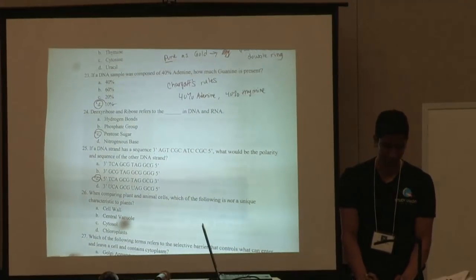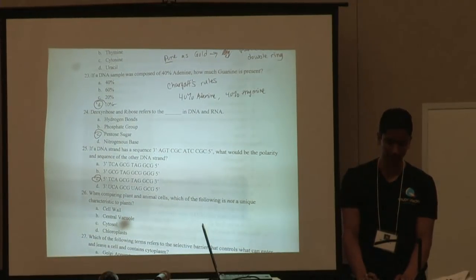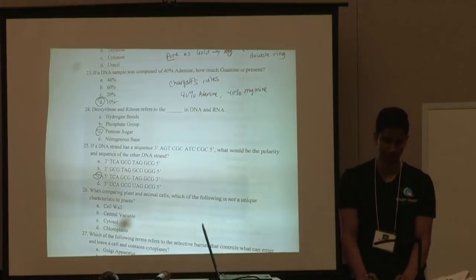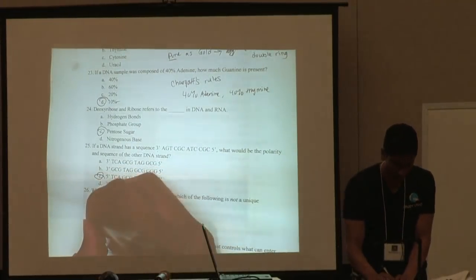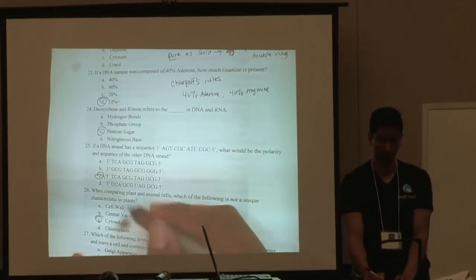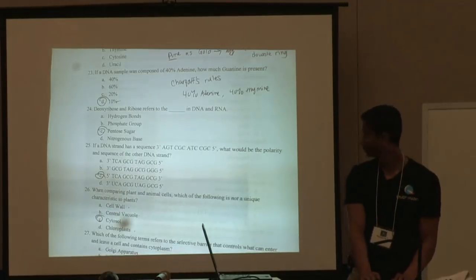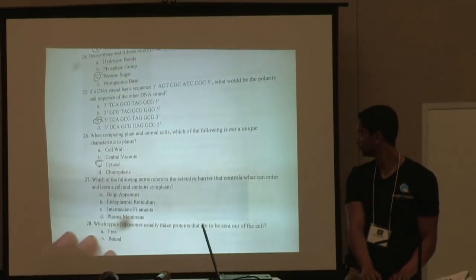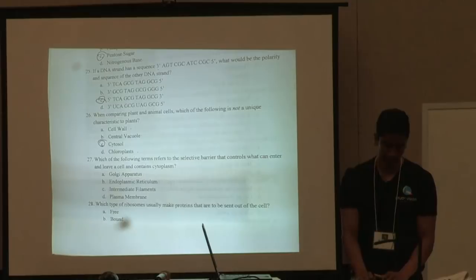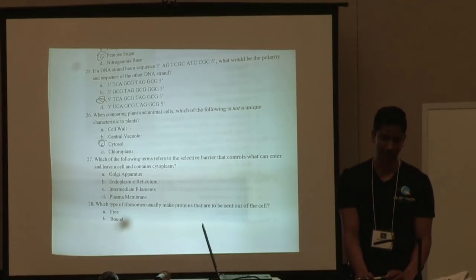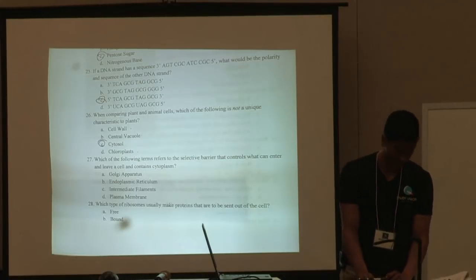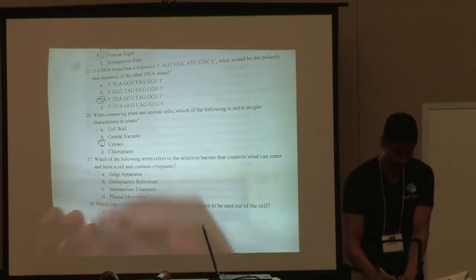All right. When comparing plant and animal cells, which of the following is not a unique characteristic to plants? Cytosol, right? That's not unique to plants. A cell wall is. Chloroplasts are unique to plants, and so is a central vacuole. Which of the following terms refers to the selective barrier that controls what can enter and leave a cell and contain cytoplasm? Membrane, right? Plasma membrane.